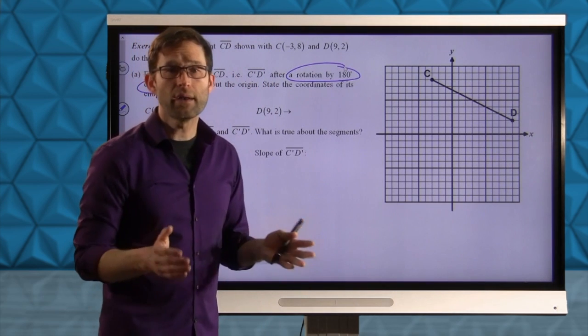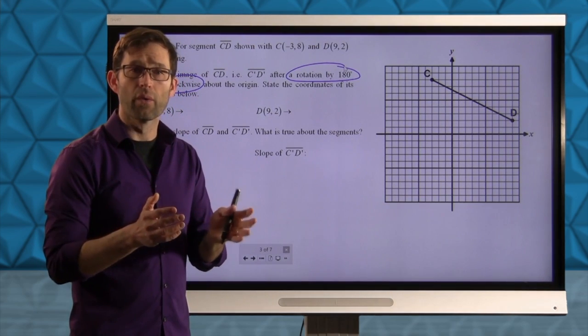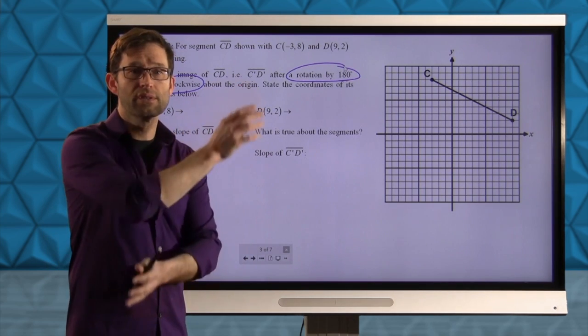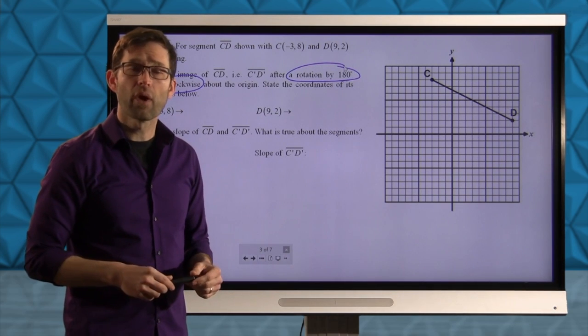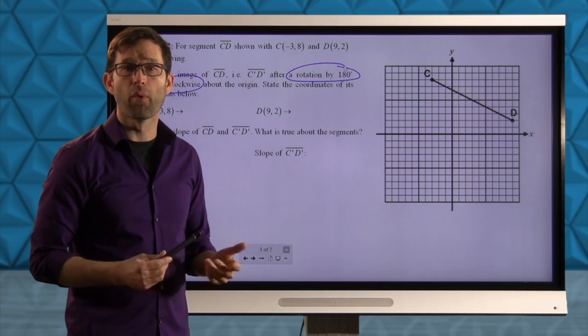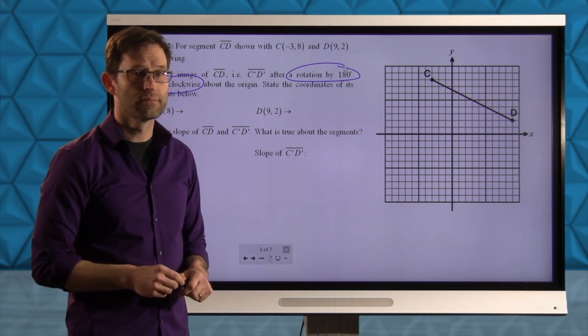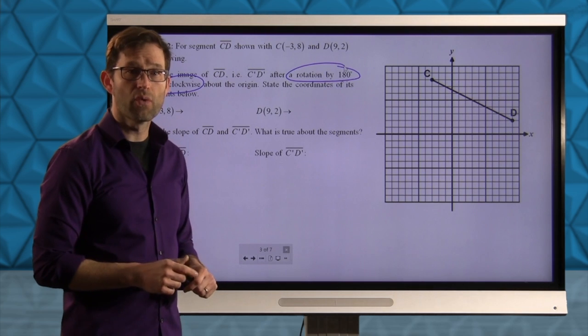Well, I kind of showed you the trick before, but what I'd like you to do now is try it on your own. In other words, take your graph paper and rotate it 180 degrees, a half of a full turn, around the origin, and try to determine the coordinates of both points C and D, and then we'll take a look at the next part of the problem. All right, let's go through it.